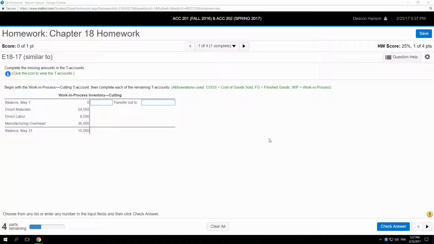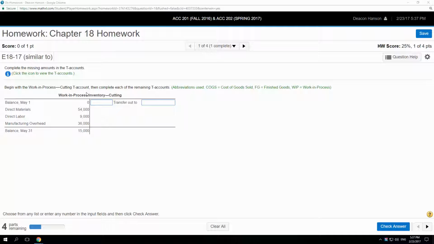So exercise 18-17. And it wants me to complete the missing amounts in the T accounts. Okay, so we got this work in process account, and when we do process accounting, we're going to have more than one work in process account. There'll be a separate work in process account for each department.